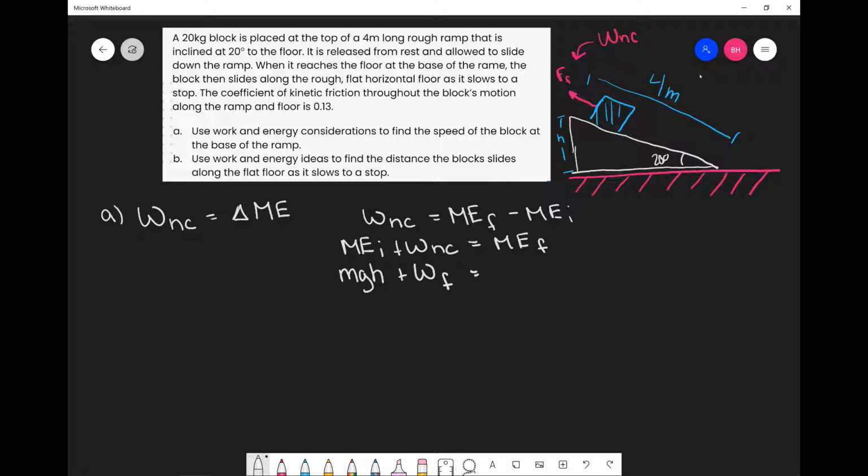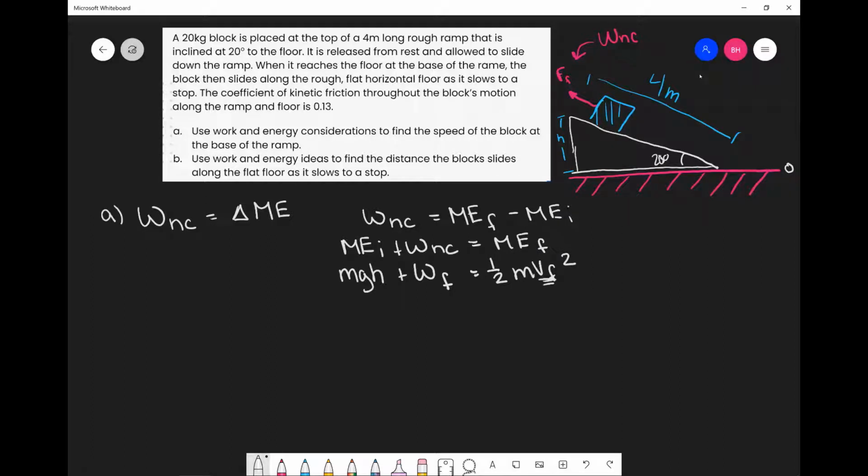And then finally, when it's at the bottom, if we say that this is 0, all that potential energy has turned into only kinetic energy. So we have 1/2 mv final squared, which makes sense because this was what we wanted to figure out.